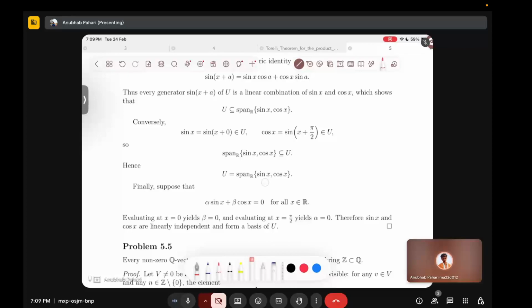E equals to span of sin x, cos x. So far the pitch played beautifully. Pitch report, I think over by Ramiz and Morgan. They said it's a really good pitch, bit of extra bounce there. Extra bounce, metal will come nicely on the bat. Beta of cos x equals to 0 for all x belongs to R. Evaluating at x equals to 0 yields that sin x is 0 and cos x is 1. Therefore, beta equals to 0.